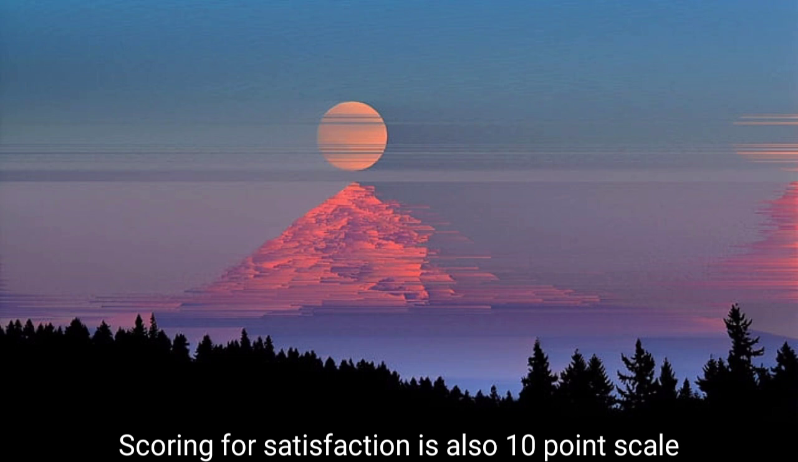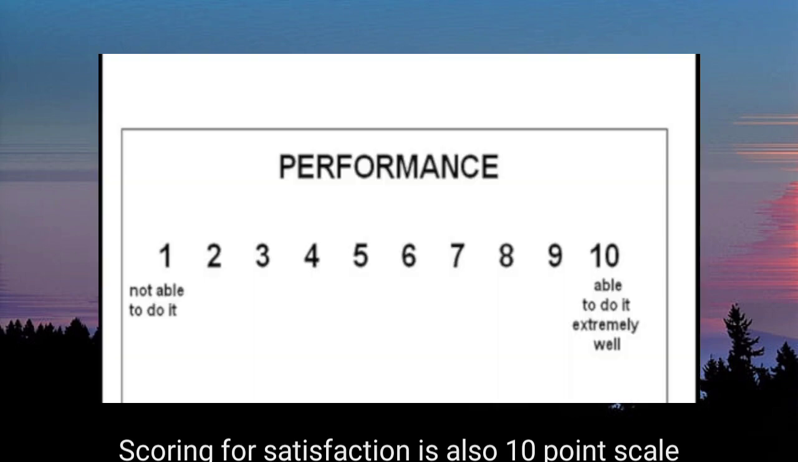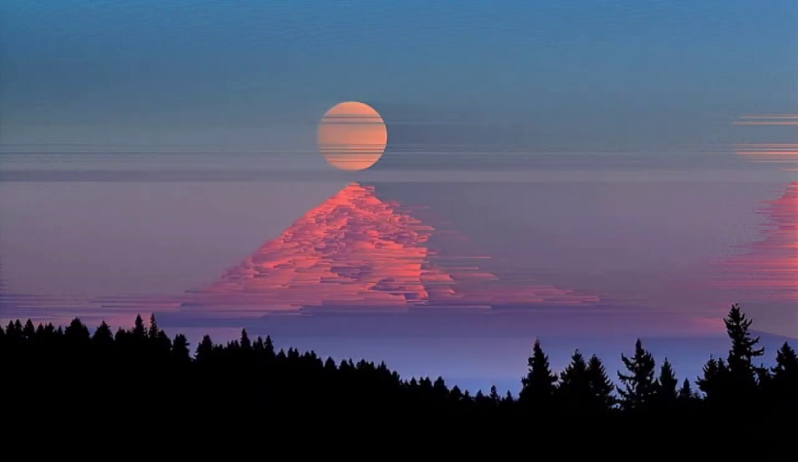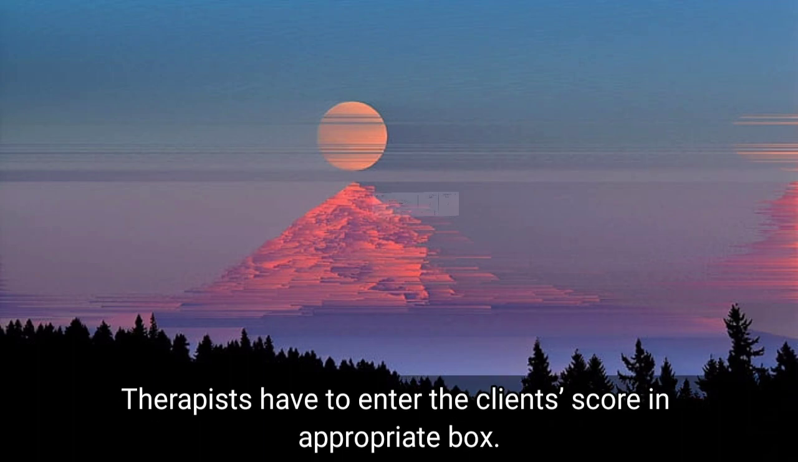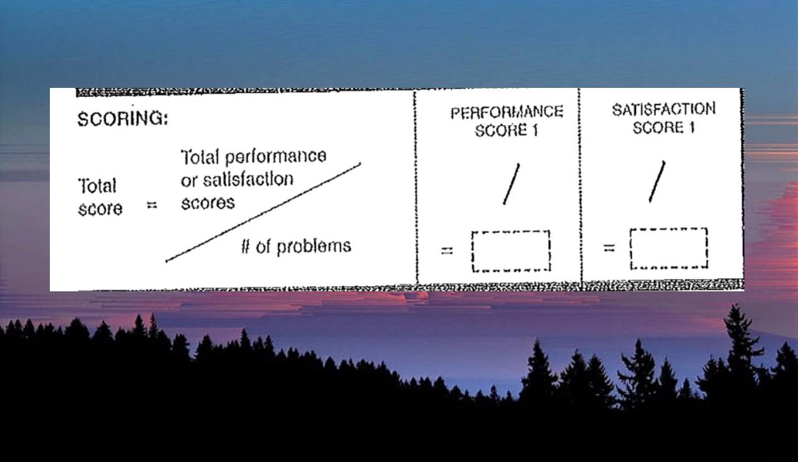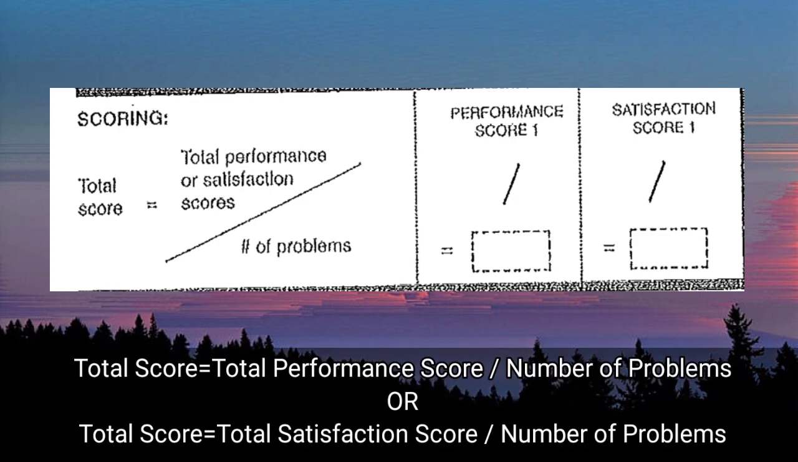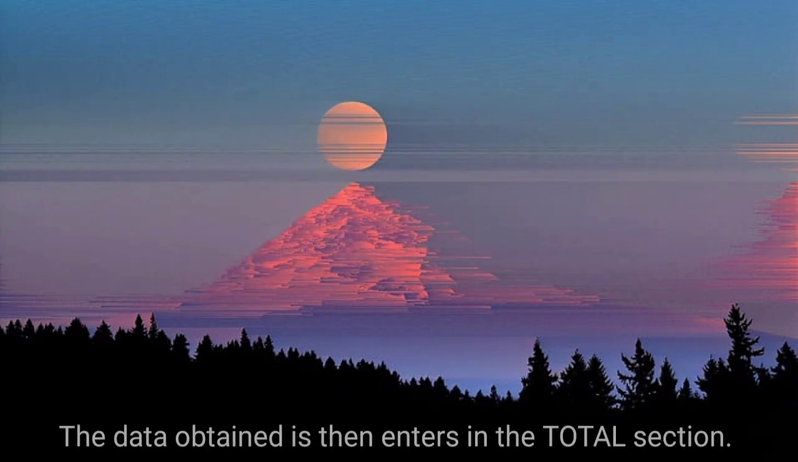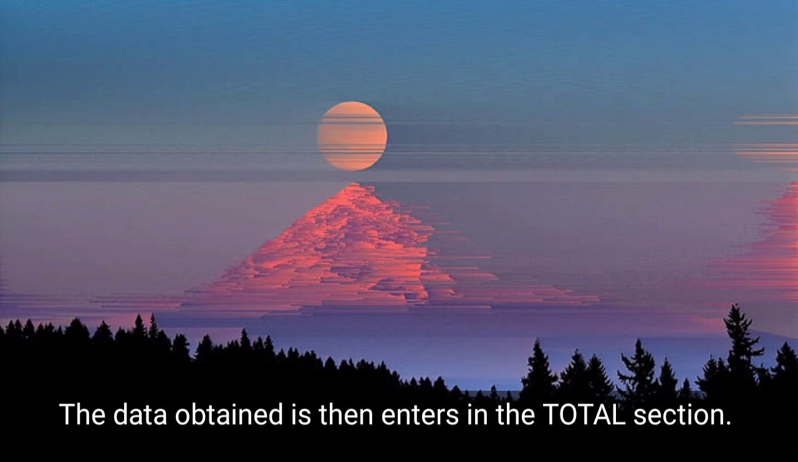The scoring for satisfaction is also a 10-point scale, which is 1, not satisfied at all, until 10, extremely satisfied. Therapists have to enter the client's score in the appropriate box. Then the therapist has to follow the rules below. Total performance score equals total performance score over number of problems. Meanwhile, total satisfaction score equals total satisfaction score over number of problems. The data obtained is then entered in the total section.